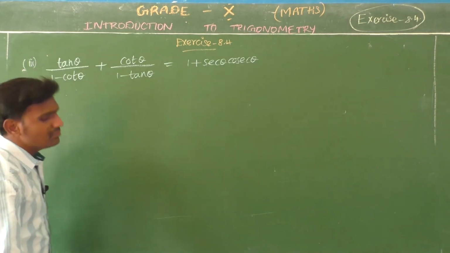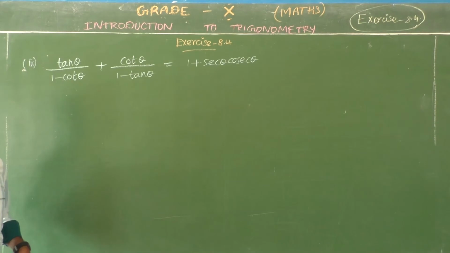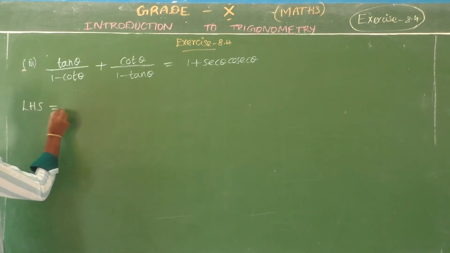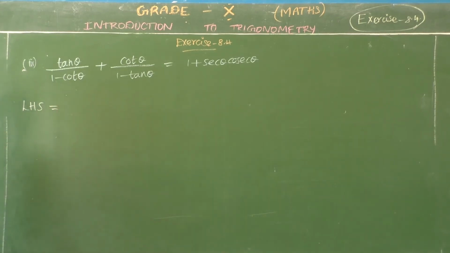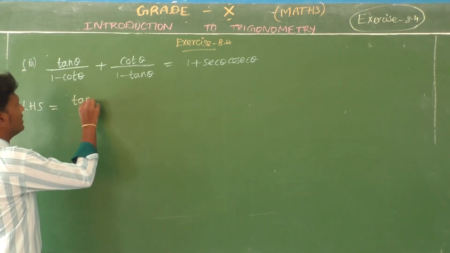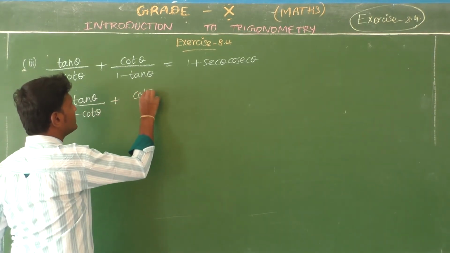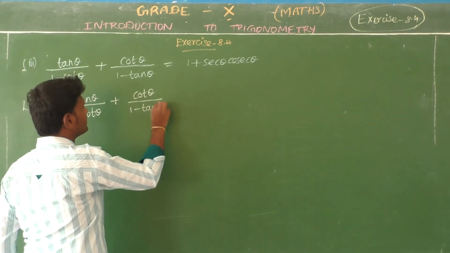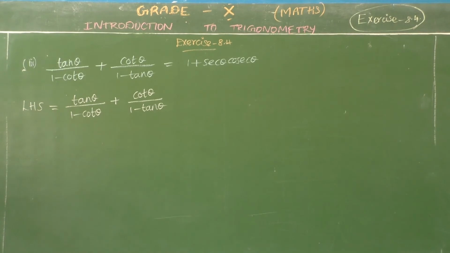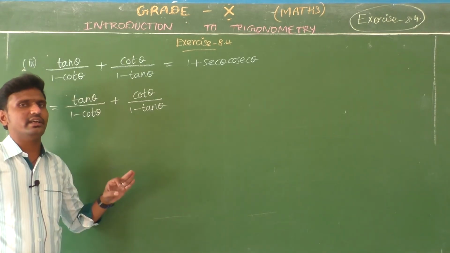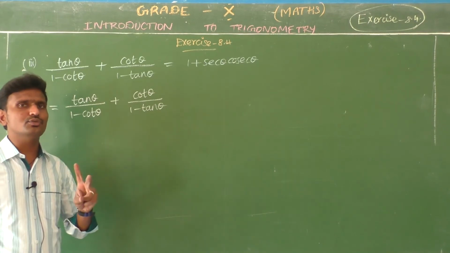We have a lengthy left hand side and we are going to prove the right hand side. Okay, students? Now take the left side. LHS means left hand side. So LHS is tan theta by 1 minus cot theta plus cot theta by 1 minus tan theta. It is very easy to do with the ratio of tan and cot. It has more than one method. I will teach you one or two methods now.